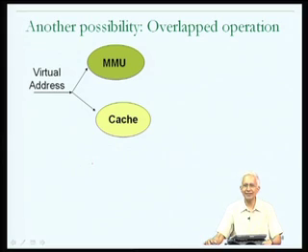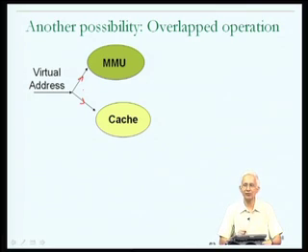Now in the event that there is a cache miss, we will still need to have the translation completed, and that's the reason that the virtual address is sent both to the MMU and to the cache. But these two are going to be happening in parallel. So while the translation is being done by the MMU, the early parts of the cache lookup can happen within the cache.